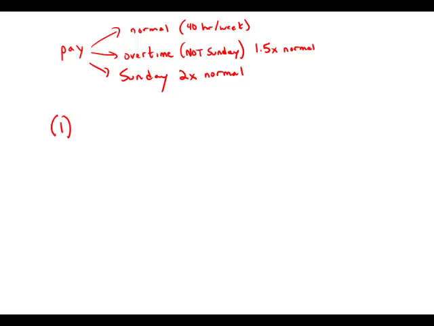So statement number 1 tells us that the regular hourly rate is $10 an hour. Well, that's useful because that means that for overtime, the person would make $15 an hour, and on Sunday, they'd make $20 an hour. But this statement by itself gives us no idea whether the person worked overtime or not, whether they worked on Sunday or not. So even though this statement is potentially useful, we have no way of knowing how much the person worked. So by itself, this statement is insufficient.